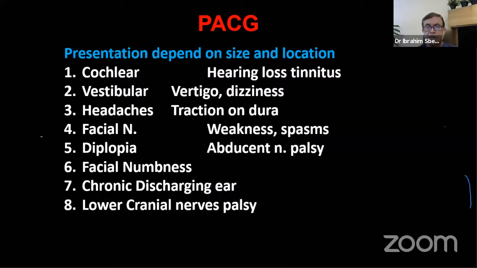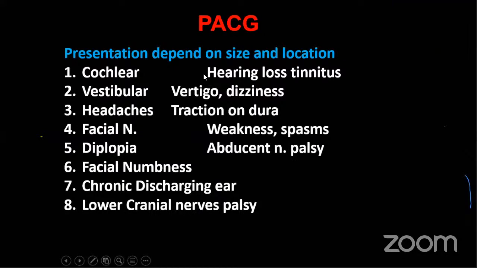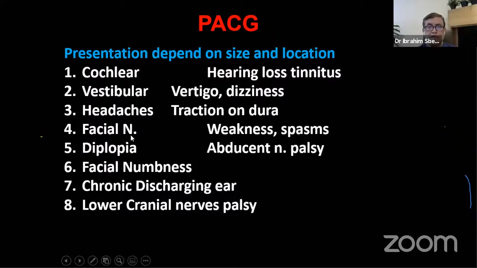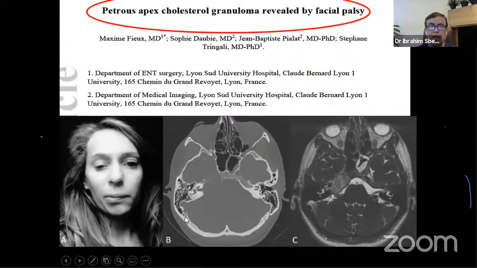So presentation depends on the size and location. Are we dealing with approximation to the cochlea, leading to hearing loss, vestibular vertigo, dizziness, headaches, traction on the dura? Facial nerve involvement is very, very unusual. Cranial nerve involvement, including abducens, is rare. Facial numbness is rare, but these are features that you can come across. And you may get chronic discharge in the ear. So facial nerve is a rare presentation. You don't see it in cholesterol granuloma so often, unless it is large and left unattended.